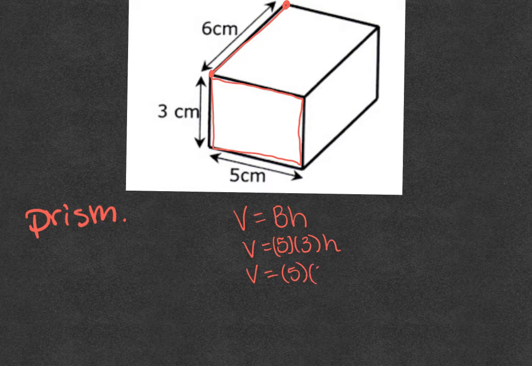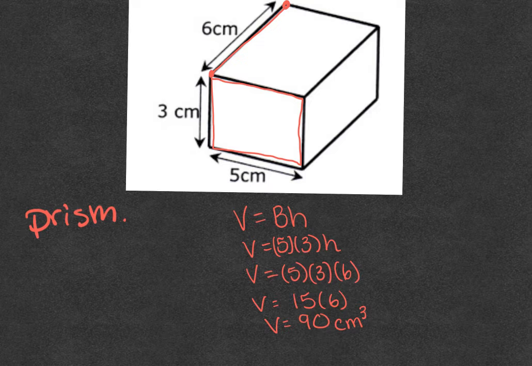So we have 5 times 3 and then times 6. 5 times 3 is 15. Times 6 is 90. So that one should be 90 centimeters cubed.